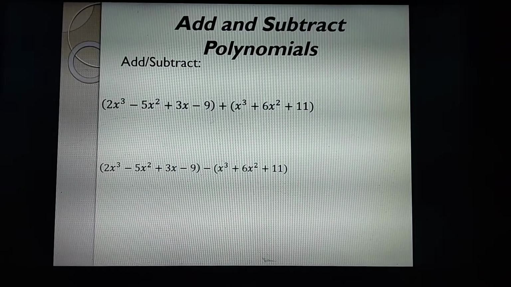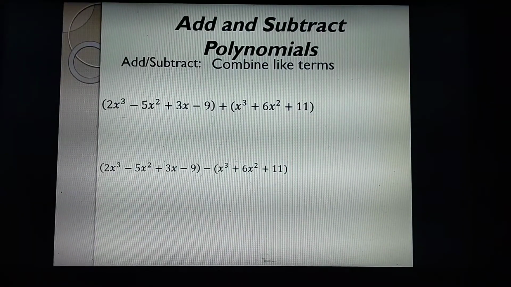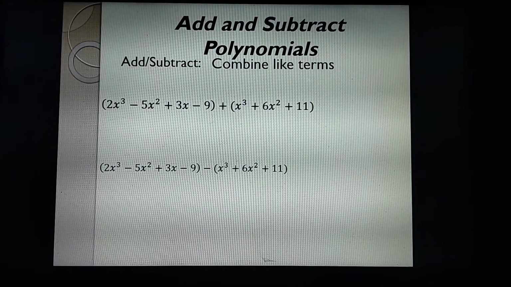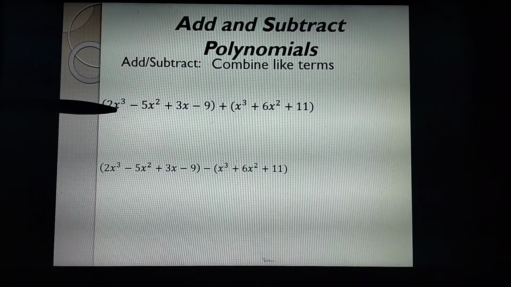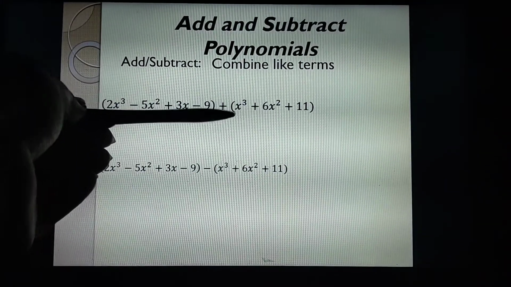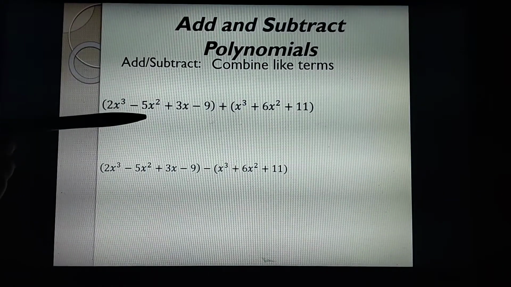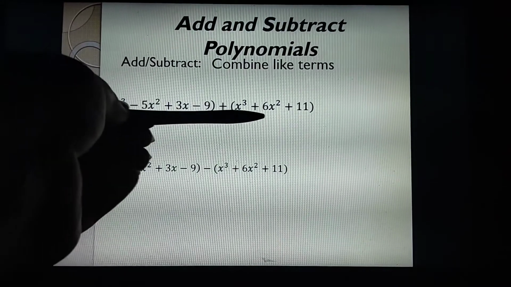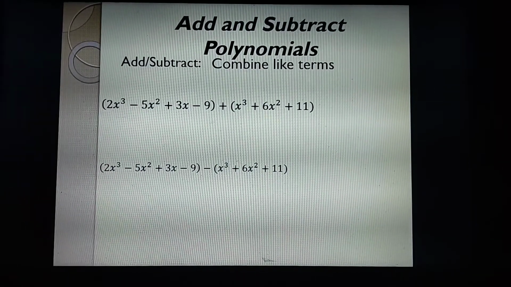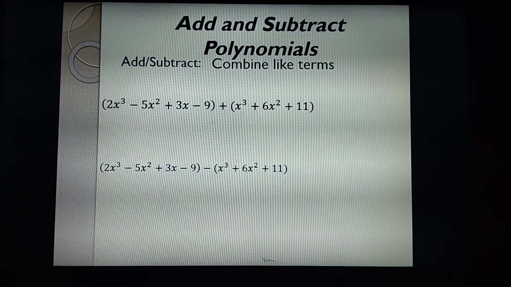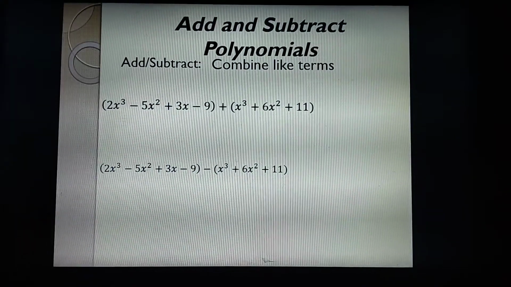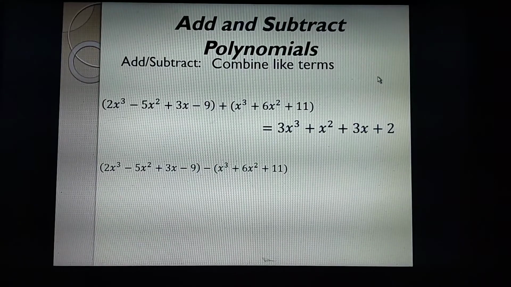Okay, so when you're adding and subtracting, you're combining like terms. So remember, addition, super easy. Just combining like terms. So 2x cubed plus x cubed gives me 3x cubed. Negative 5x squared plus 6x squared is 1x squared. 3x plus, no x's, is just 3x. Negative 9 plus 11 is 2. That's our final answer. Do not change the exponents. You're just counting how many of those exponents you have.